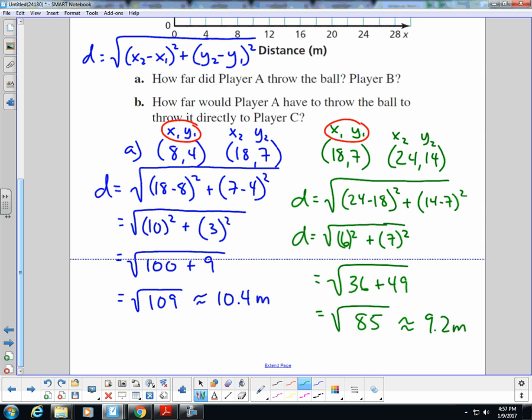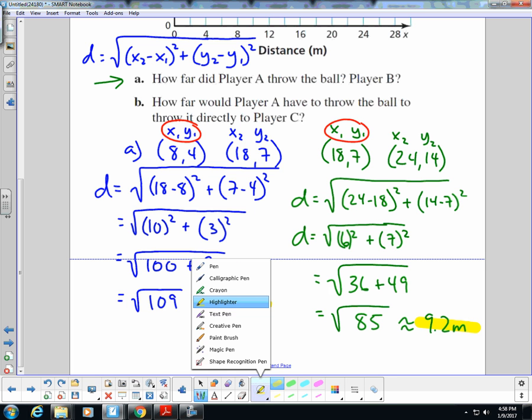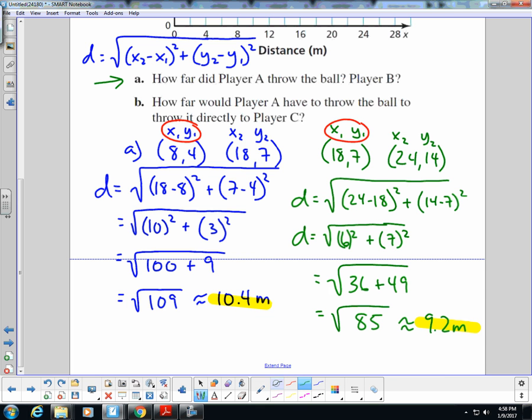So that takes care of part A. How far did player A throw the ball? Right here we figured it out with what you see in blue, 10.4 meters. How far did player B throw the ball? We figured it out right here in green, 9.2 meters. So that takes us then to part B. Part B is asking us if player A would have to throw the ball directly to player C, how far is it going to be?